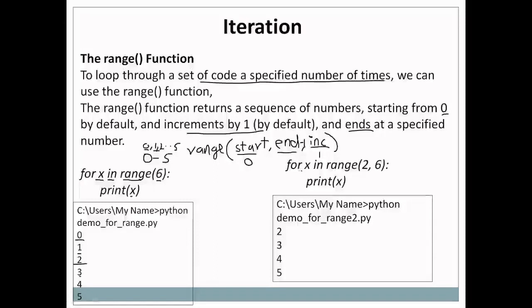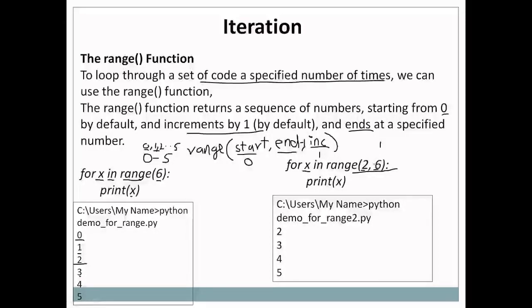So we have for x in range 2, 6. Now if you look at this range function, it has 2 parameters. Again, one more parameter is missing even in this range function. That parameter is the increment parameter. The first is start, the second is end. The increment is missing. In that case, increment is considered as 1 by default again.